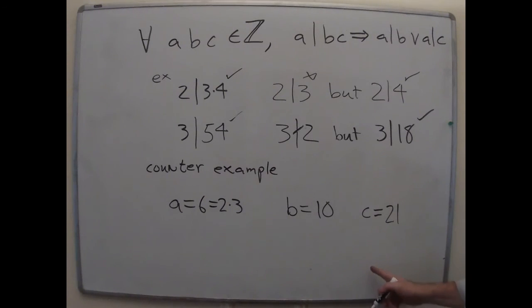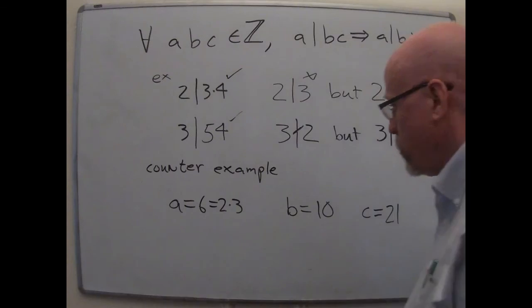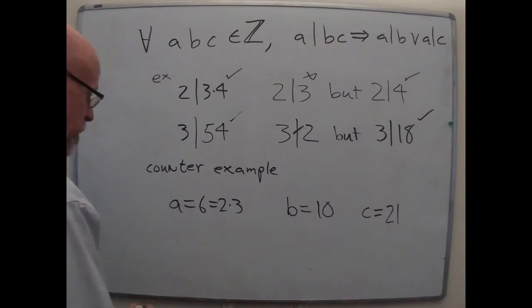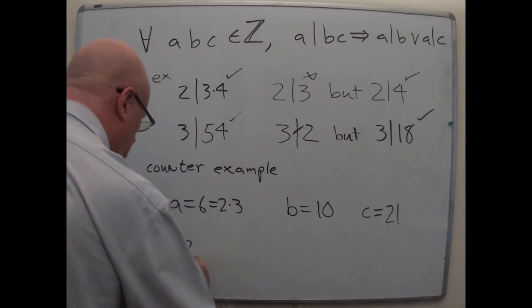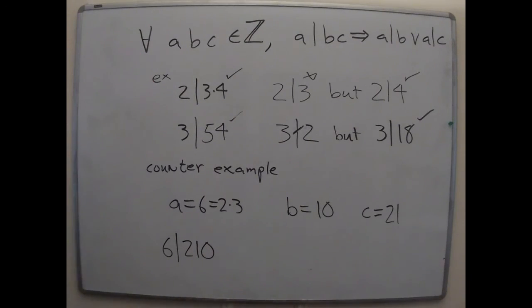Oh, and 2 doesn't divide this one, right? So this one is divisible by 2, this one's divisible by 3, but not vice versa. So using those A, B, and C's, we've got 6 divides 210. Okay, maybe that's not completely obvious, but notice the digits add up to 3. So it's divisible by 3, and the last digit is 0, so it's even. It's even and it's divisible by 3, so it's divisible by 6.